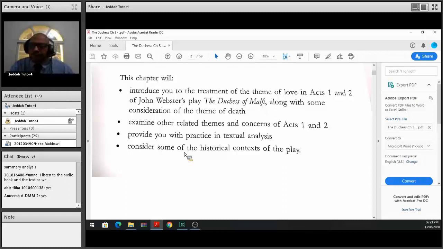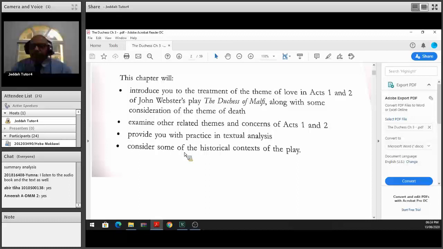We're going to also examine other related themes and concerns of Acts 1 and 2. It's not only about love, it's also going to be about government, good governance, what makes a good government a good one. We're going to have some comparisons between the Royal Court of France and that of Malfi, and we're going to be introduced to the ideals of good government, what makes a good royal court.